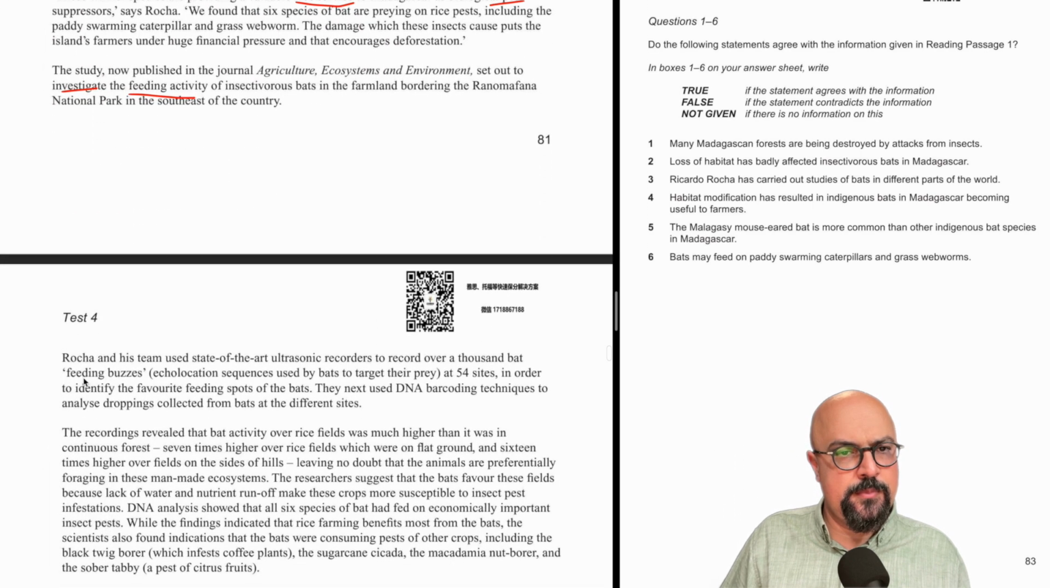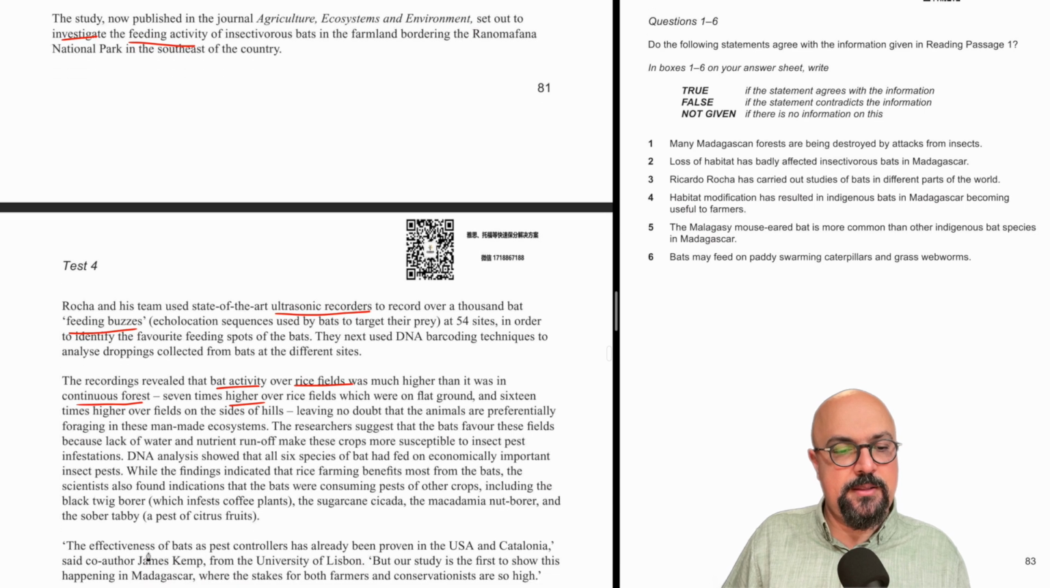Okay. Is this the same paragraph? No, it's a new paragraph. Rocha and his team used state-of-the-art ultrasonic equipment. So this is about how it's done, to record over 1,000 bat feeding buzzes. Okay, they recorded their sounds. The recordings revealed that the bat activity over rice fields was much higher than it was in the continuous forest. So, 7 times higher over rice fields on flat ground, and 16 times higher over fields on the side of the hills. Okay, we don't need those details.